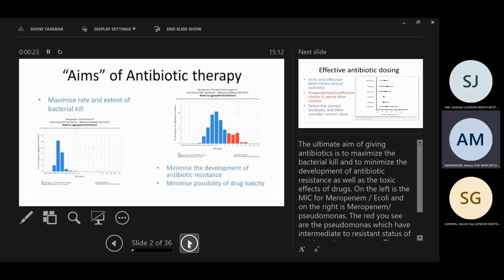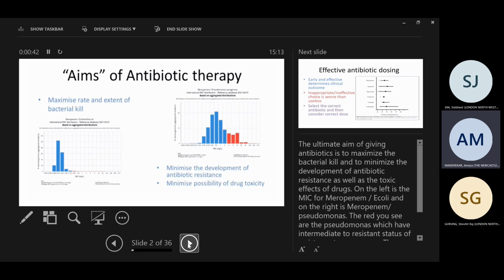So the main aim of giving an antibiotic is to make sure that you're giving the effective antibiotic and to give it at the maximum, the best dose that you can give it at, to optimize its killing and to prevent resistance.